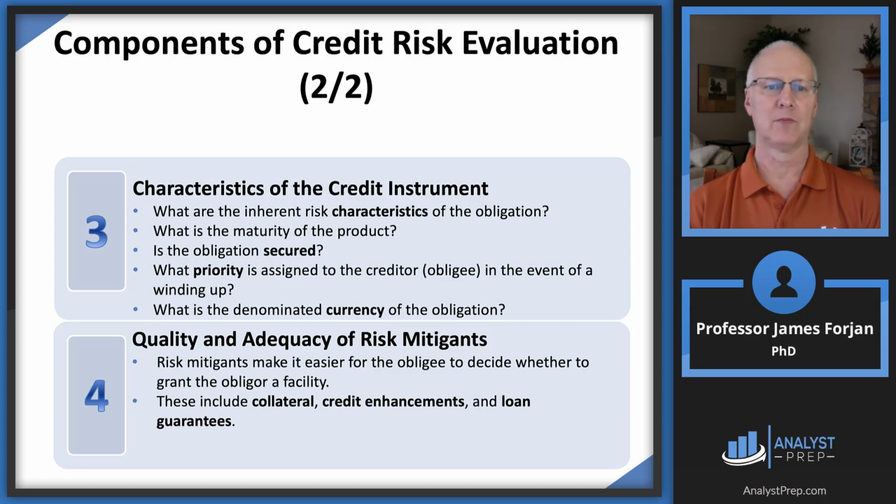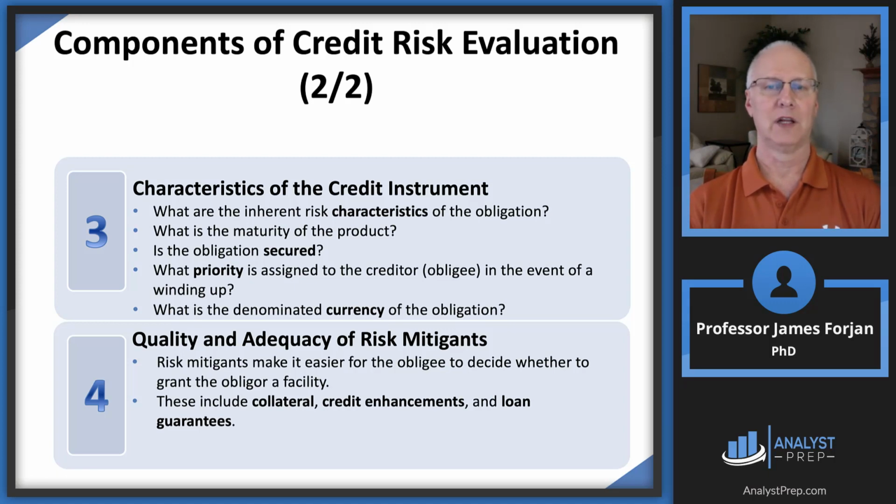And then the last bullet point there under characteristics is the currency of obligation. And this can become extremely important. We have talked in previous chapters about imports and exports and how those things affect the exchange rate and how that ultimately affects interest rates. And so part of this credit risk evaluation has to be a relative evaluation of the domestic economy and that foreign economy as well.